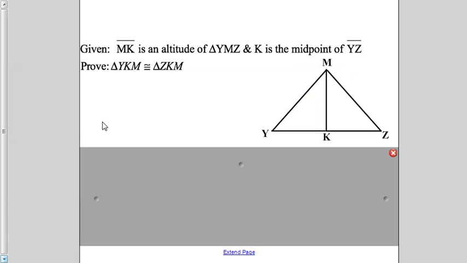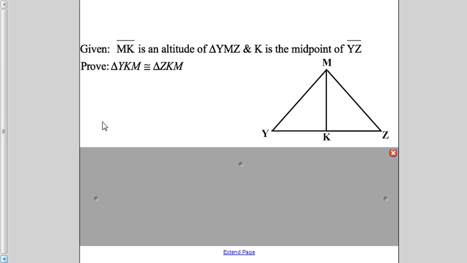MK is an altitude of triangle YMZ, and K is the midpoint of YZ. Those are both your givens. And you're trying to prove that triangle YKM is congruent to ZK. So draw that picture first. Make sure you write down what you're given and what you're trying to prove. And then we'll go through marking up the picture. And then you're going to write on your own, and we'll go check to see if you're answering the same one.